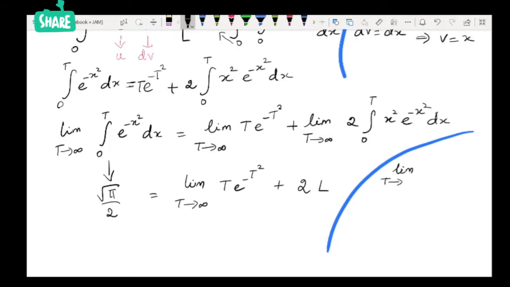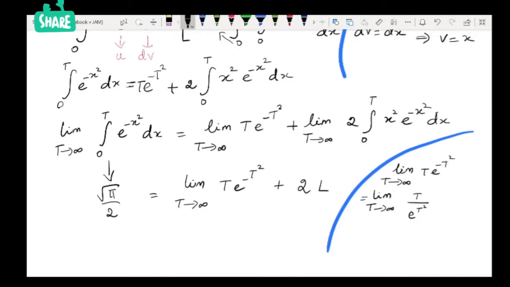The limit t tends to infinity of t e power minus t square: if you just apply the limit value you will get infinity times e power minus infinity, which is 0. So infinity times 0 is something which is undefined, so we are going to use the L'Hospital rule here. Before that we'll form it into the infinity by infinity form. So I'm going to write it as t by e power t square, so that when you apply the limit it will be infinity by infinity.